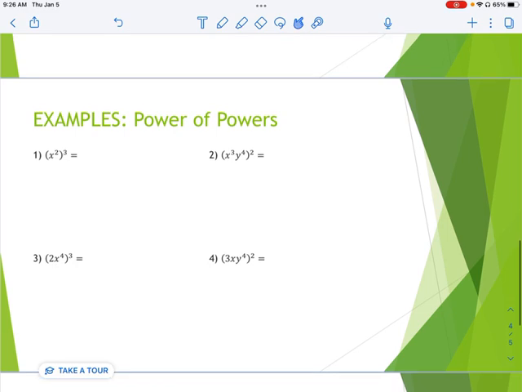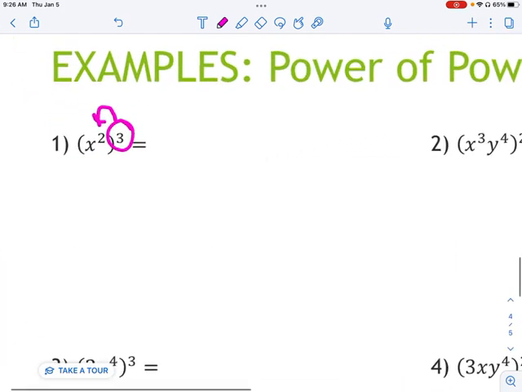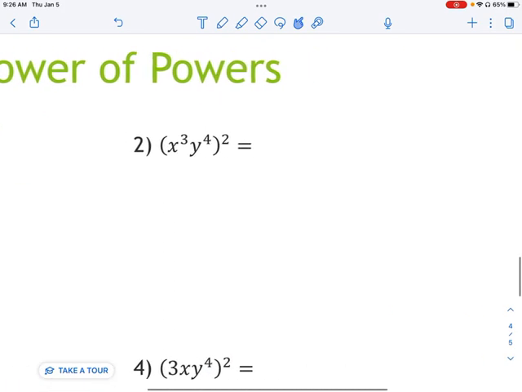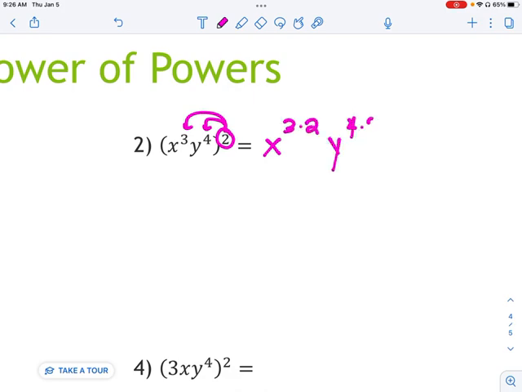Okay, so now let's try a few. So we're going to start in, we're going to take the 3, bring it in, and that's going to get us x to the 2 times 3, which is going to get us x to the 6th. Here on the second one, we have more than one thing, so we're going to take the 2 and bring it to each of those exponents. So this is going to be x to the 3 times 2, y to the 4 times 2, which is going to give me x to the 6th, y to the 8th.